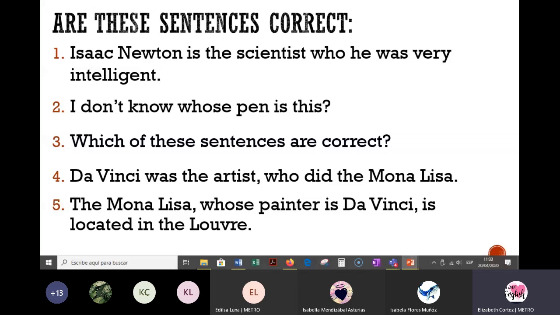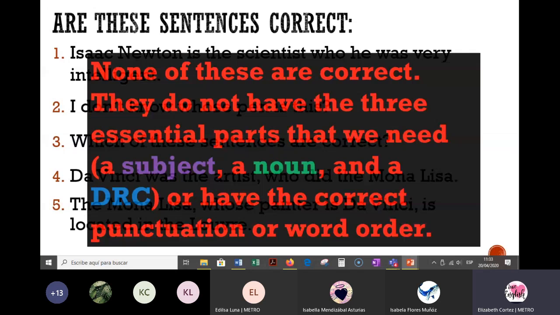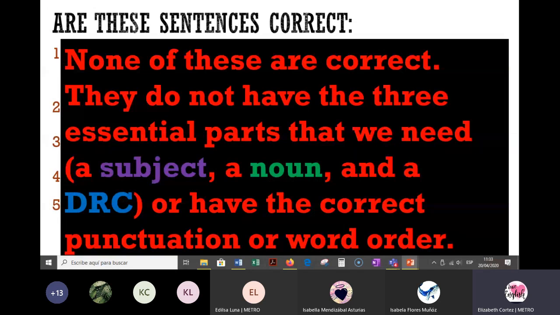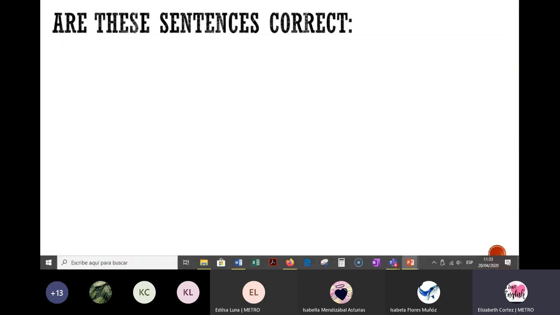Yes, okay. All right, so none of these sentences are correct. They do not have the 3 essential parts that we need. Some of them have the subject, the noun, and the DRC, but they have the incorrect punctuation or they have extra words. So be careful with that, guys. Those are the aspects you have to pay attention to when writing sentences with DRCs. Now, let's try another one.